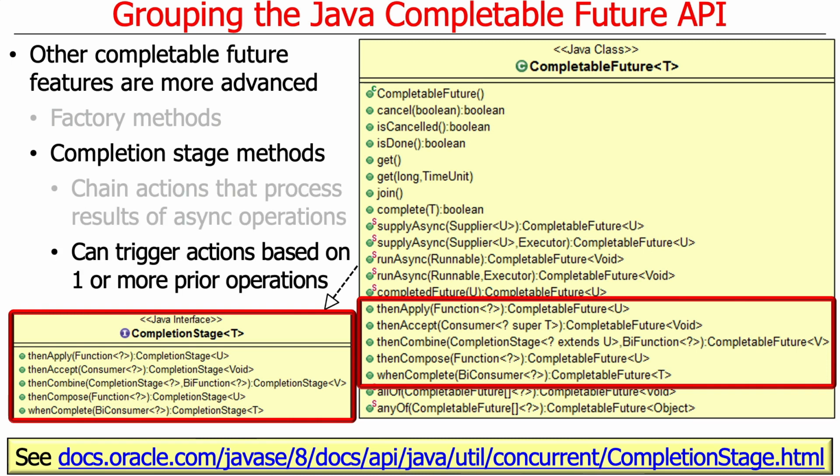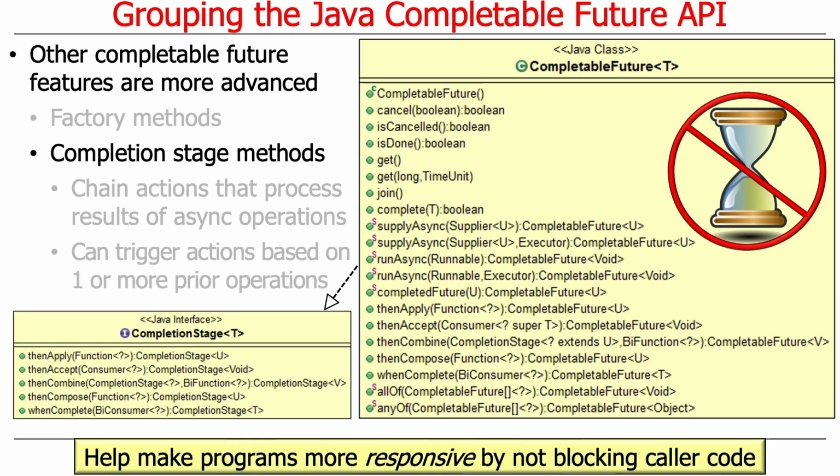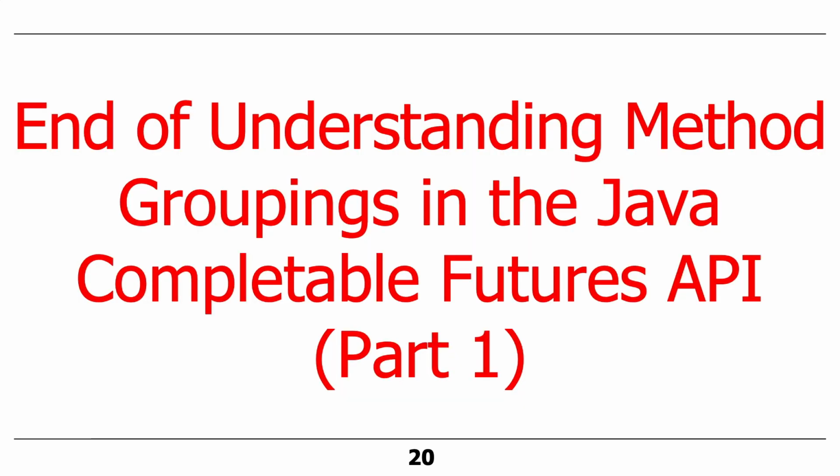Something else you can do with completion stage methods is trigger these dependent actions based on one or more prior operations. So when a previous asynchronous operation completes, then you can trigger one or more things in response to that. And we'll see there are some really cool things you can do by chaining this stuff together. This set of capabilities helps to make your programs more responsive by not blocking the caller code or the calling thread. So this is another one of those reactive programming principles that are supported by completion stage methods.